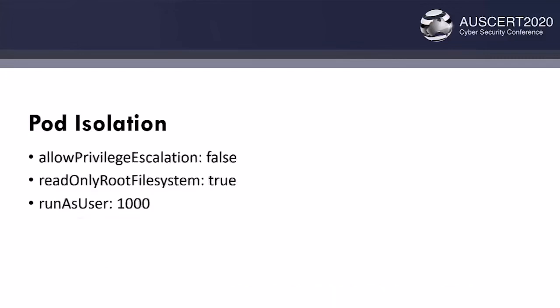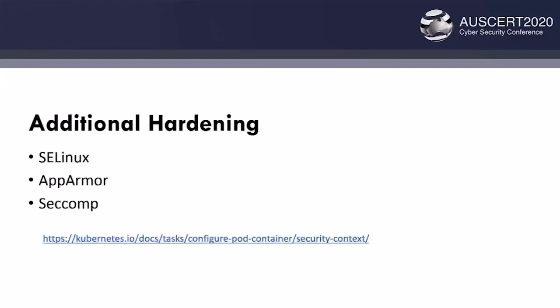Allow privilege escalation, if set to false, will prevent changing the effective user ID. This will break any SUID binaries. So if you have a container that needs to run SUID binaries, be careful with that. Read-only file system will mount the container file system as read-only, which will prevent the attacker from uploading tools, as we saw in the demo. Run as user can let you run the container as a non-root user.